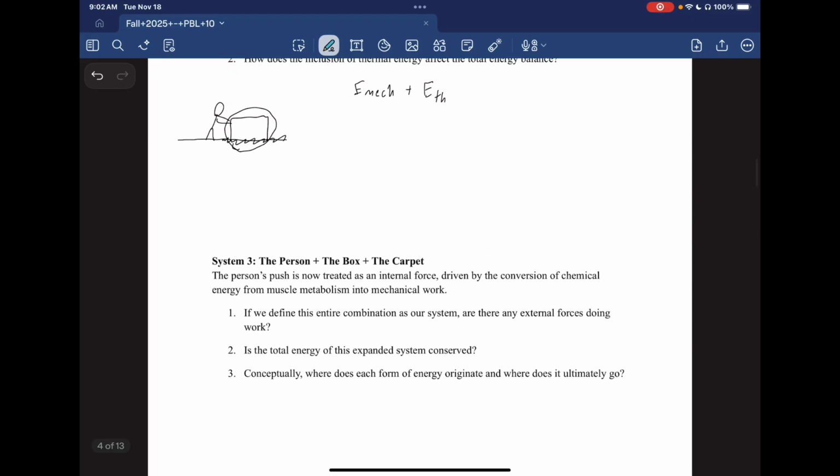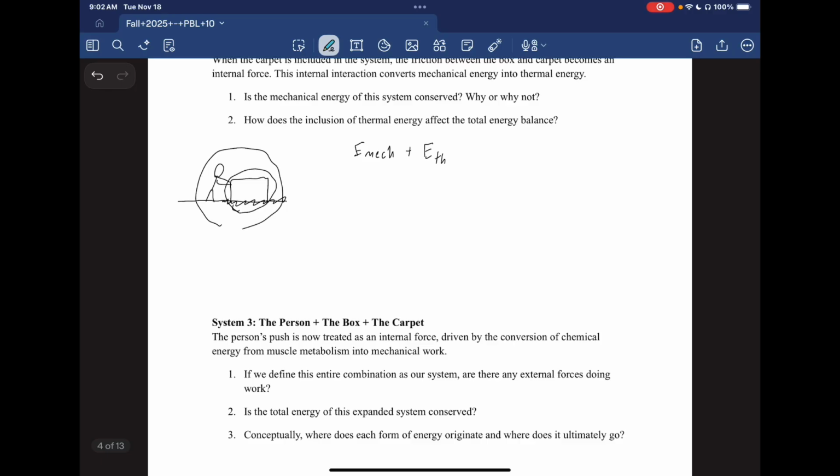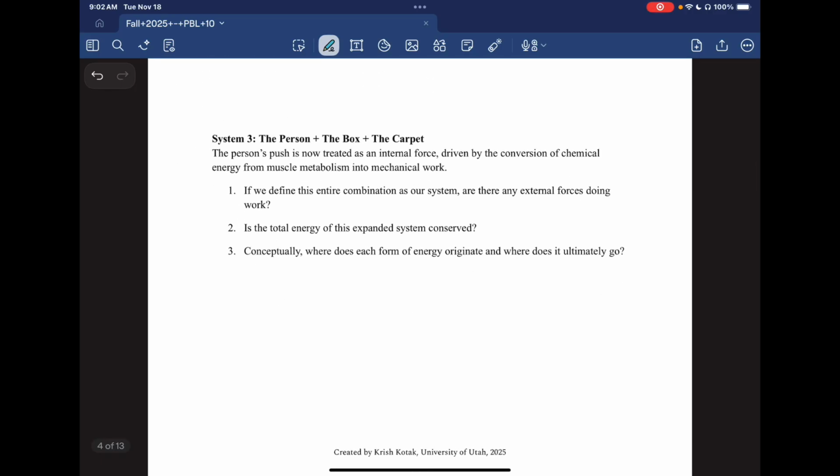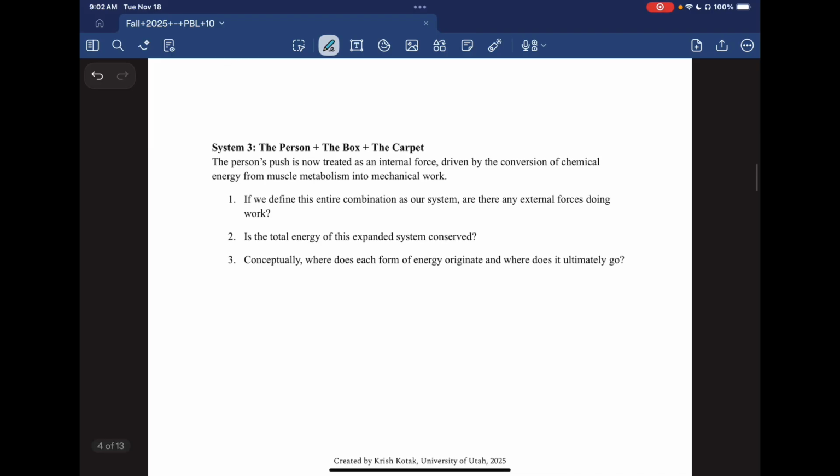For system three, where we're now looking at the person, the box, and the carpet, our circle now includes everything. So if we define the entire combination as our system, are there any external forces doing work? And the answer is no. There are still external forces acting on the system. Remember gravity and the normal force, but none of those forces are doing any work because they cancel each other out. So now, if we go back to our free body diagram, here's our person, here's our friction.